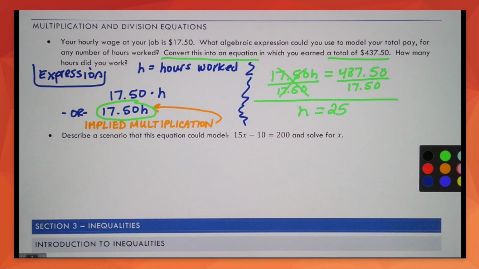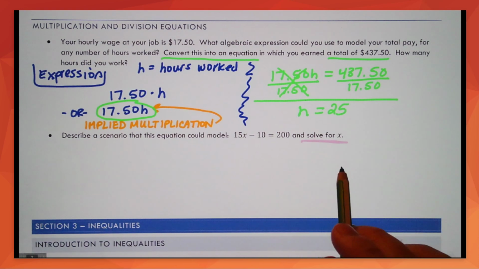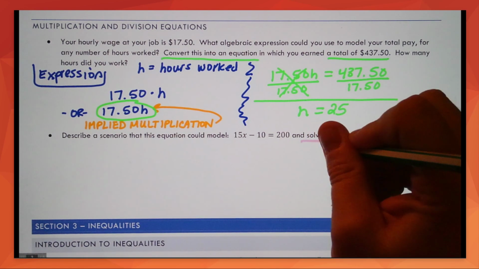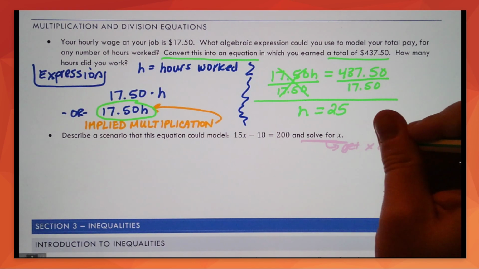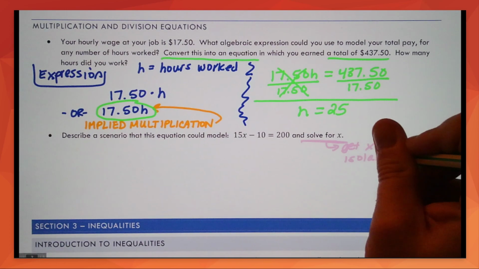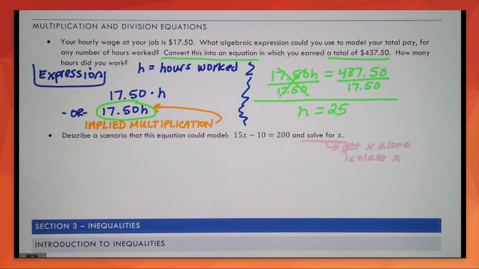How about pink? Why not? We're going to solve the equation for x. We're going to get x by itself, okay? So this translates to get x alone or isolate x. Okay, they mean the same thing. Getting it alone or isolating it, it means the same thing, okay?